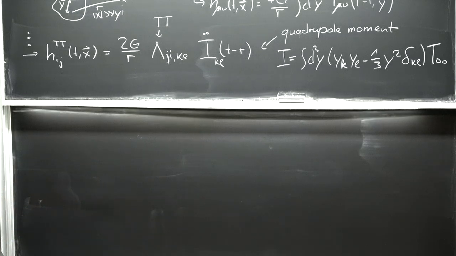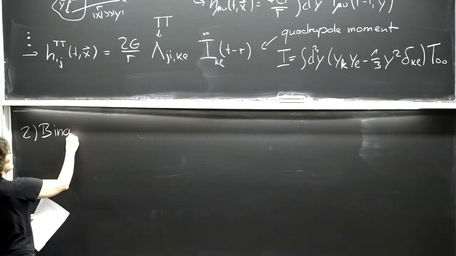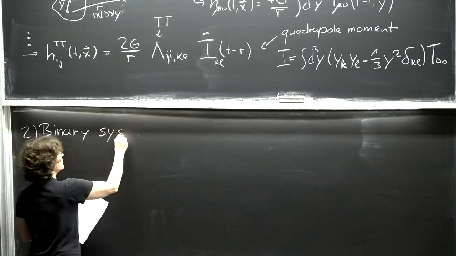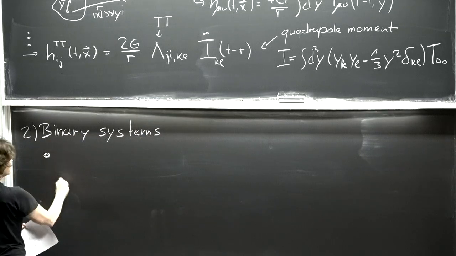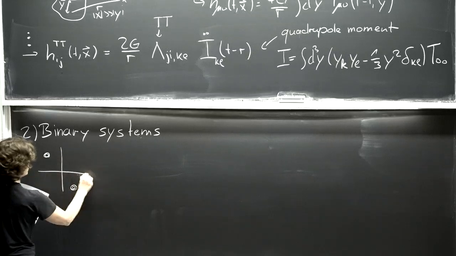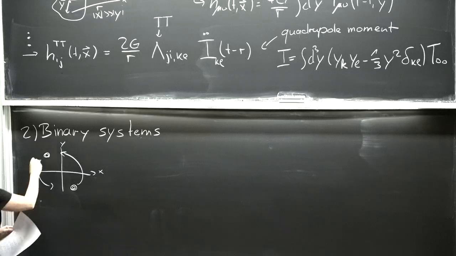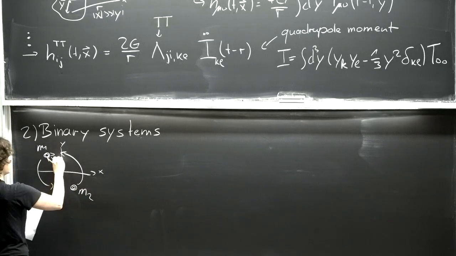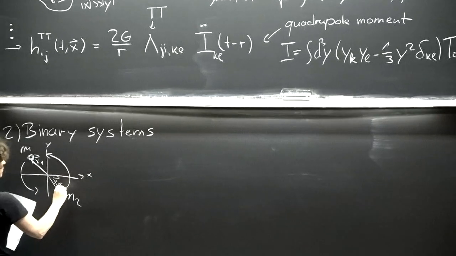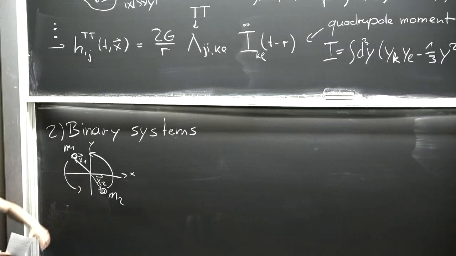Okay, so why did I put this here? Because we need it when we talk about binary systems. So what is a binary system? Think you have two black holes in some coordinate system on the xy plane, going around with some masses m1, m2, and positions x1, x2. That's the system we want to describe to see what sort of gravitational waves you get.